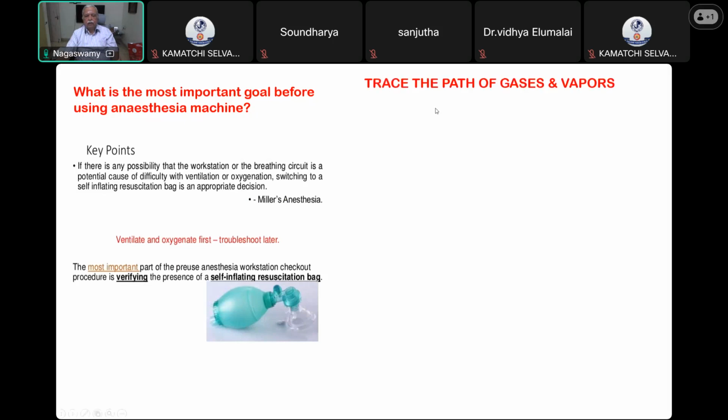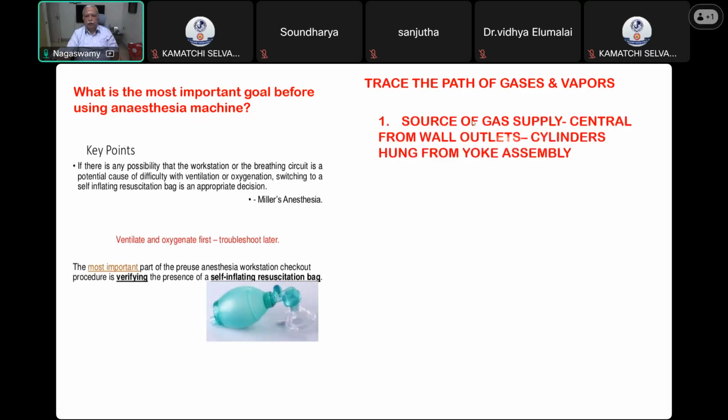Now, supposing they ask you to trace the path of gases and vapors to the patient, you trace them starting from the wall outlet or from the cylinder. I am giving you the starting point. When you trace where all it's going, the first thing I'll show you is the source of gas supply.